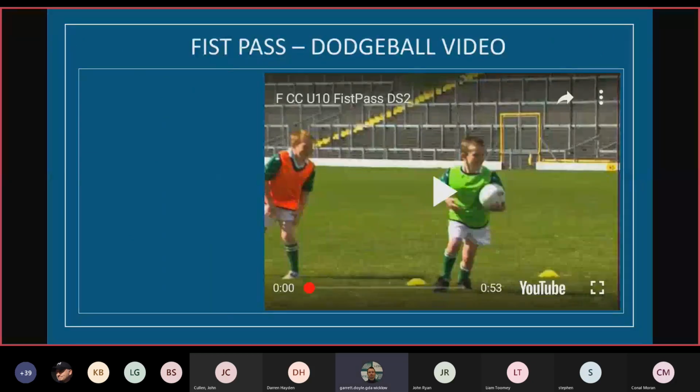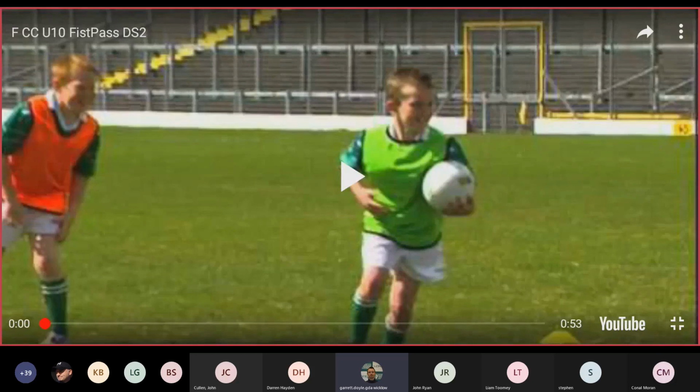So this is a slightly different type of activity, but it's still working the hand pass and still the TPP applies to it.